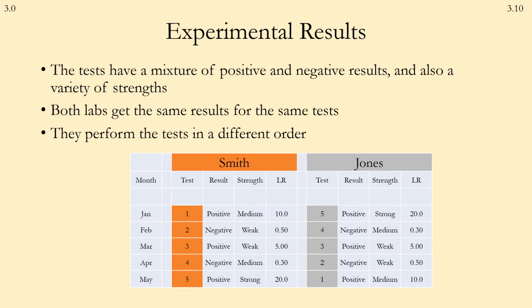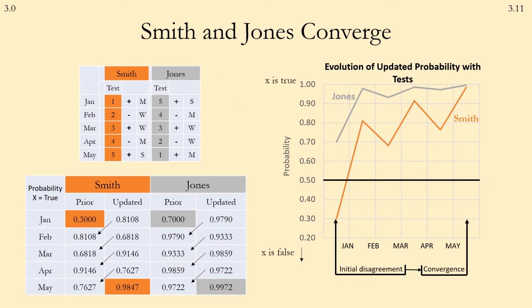The only difference here is that Smith does the tests in the order we gave them to him. Jones, on the other hand, makes the following statement. She said, well, look, if this Bayes process really works, it shouldn't matter what order I do the tests in. I should ultimately get to the same final updated probability if I get the same results from the same tests that Smith did. As long as we both do all the tests and get the same results, we should ultimately get to the same answer. And here are the results.